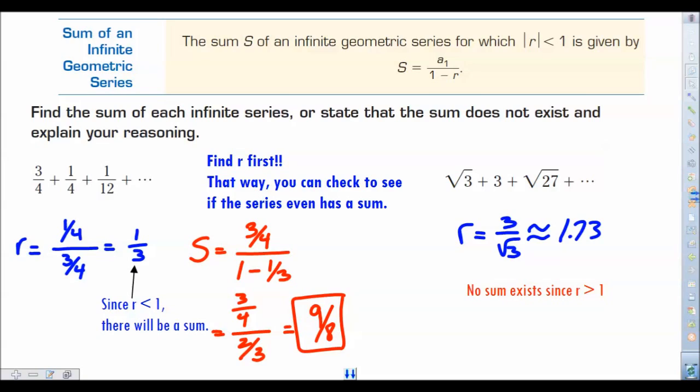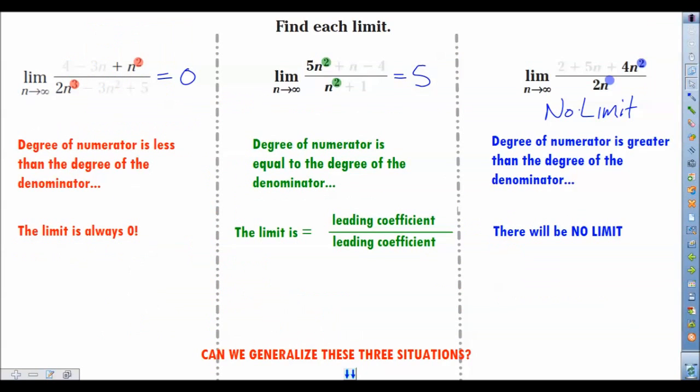Okay? So that's pretty much all there is to it with 12.3. Be able to find the sum of an infinite series and be able to find limits of sequences using, for the most part, these 3 tricks that you see here, these generalized forms.